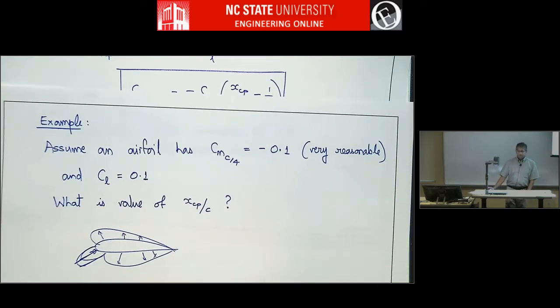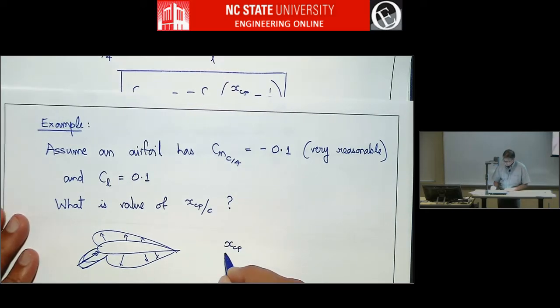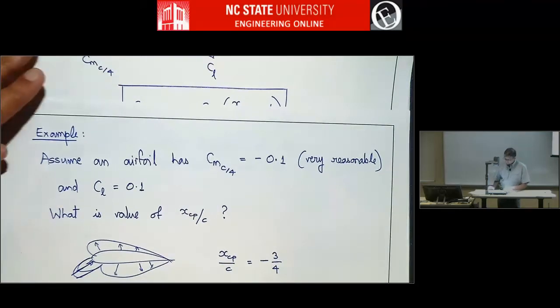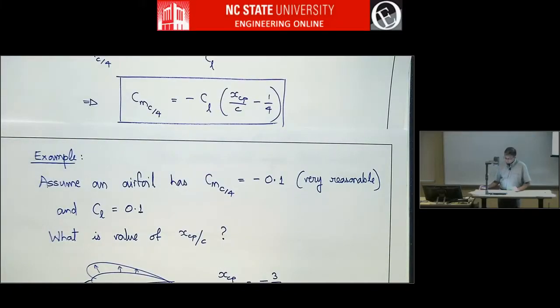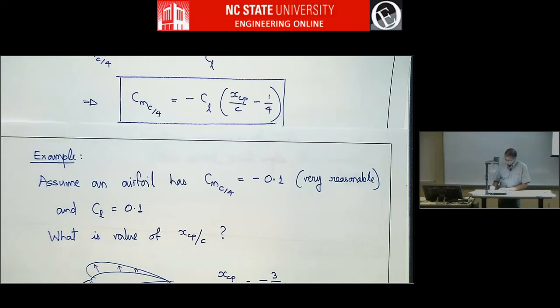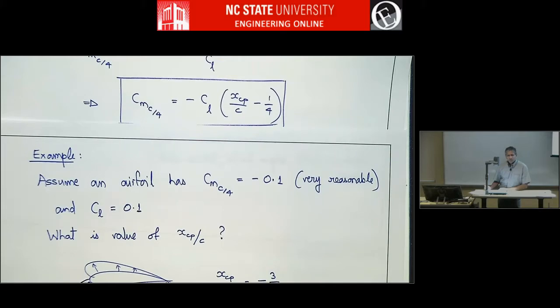What are you getting? Minus 3 by 4 xCp over C, right? Minus 3 over 4. What are you getting? Minus 1 plus 1.25 minus. And that's 5 by 4. You said 5 by 4. That's the same as this, right? Why are you getting minus 3 over 4?